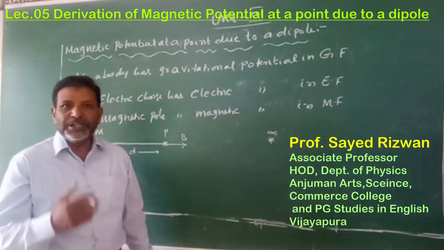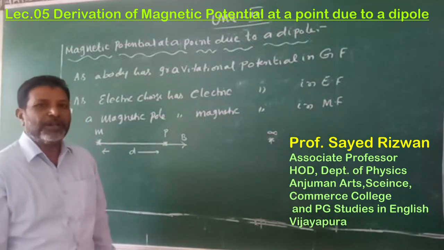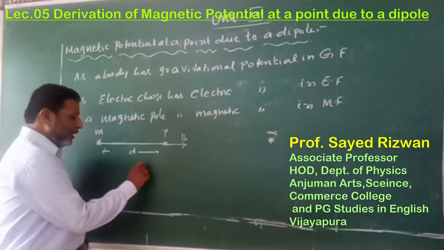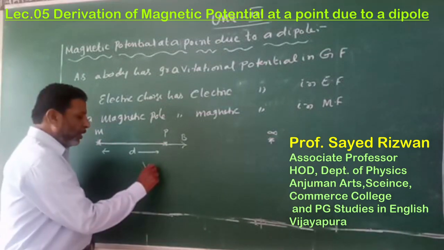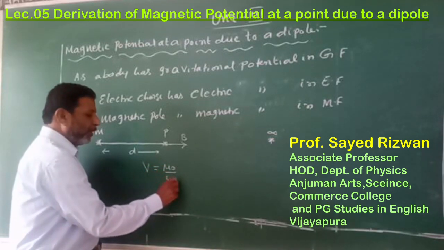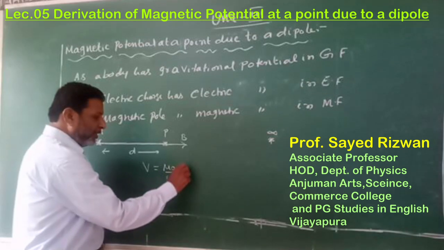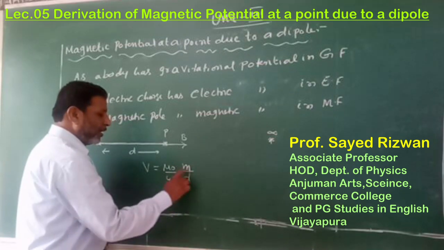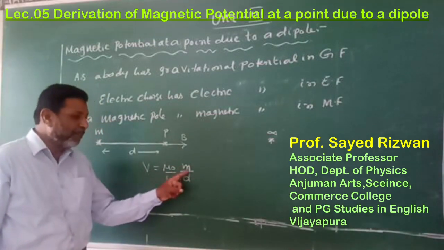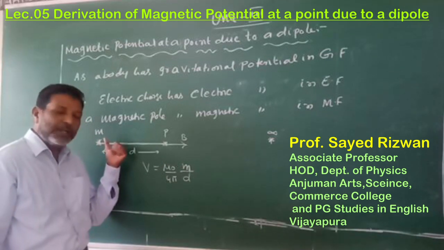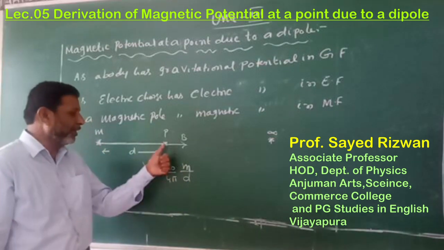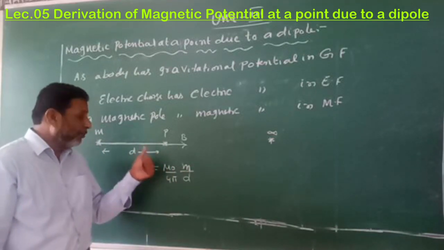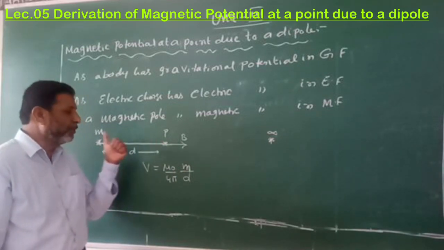And in PUC, you have already derived the formula for the magnetic potential at any point due to a magnetic pole. The formula is that magnetic potential V is equal to mu naught divided by 4 pi, into m divided by d, where m is the strength of the pole and d is the distance of the point from the pole. This is the formula for the magnetic potential at any point due to a magnetic pole.